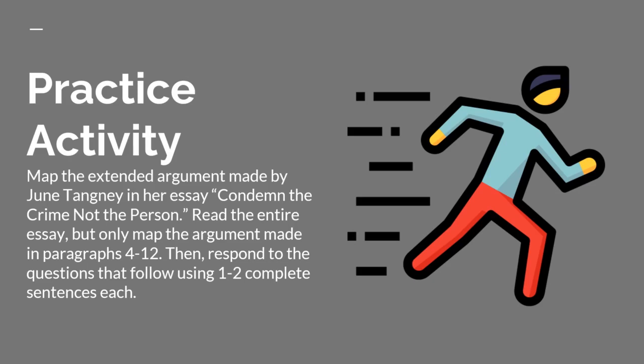All right, that's the end of this interactive lesson. Time to move on to that practice activity. You're going to be reading another text about the same length and mapping another extended argument about the same length. I think the argument map here isn't going to be quite as big. You won't have 4 full different lines of reasoning. I believe this one's just going to have a couple of lines of reasoning. But you want to read the entire essay. Make sure you only map the argument that's presented across paragraphs 4 through 12. Okay, then go ahead and respond to the study questions that follow, again, using just 1 or 2 complete sentences each.